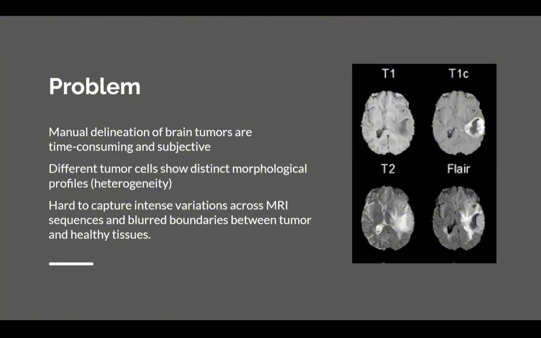What that means is that different tumors such as edema and necrosis can look very different morphologically. They also appear with different intensity patterns across MRI sequences, making it very hard to identify the exact position of the tumors. You can also see from the image here that the boundaries for these tumors are often blurred and vague, making it incredibly hard to tell which is the healthy tissue and which is not.